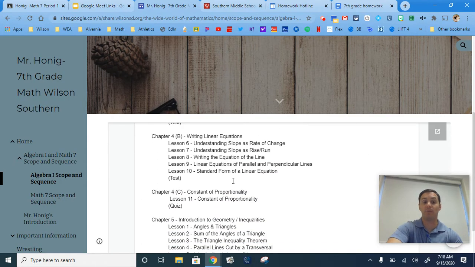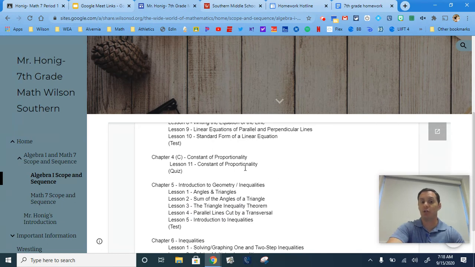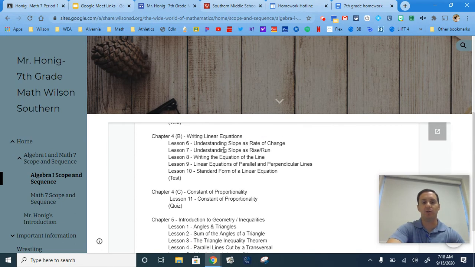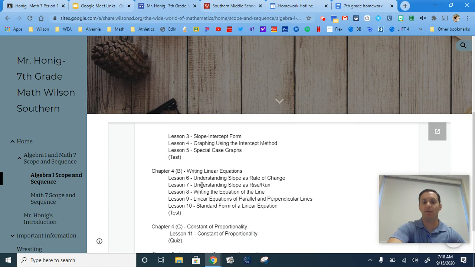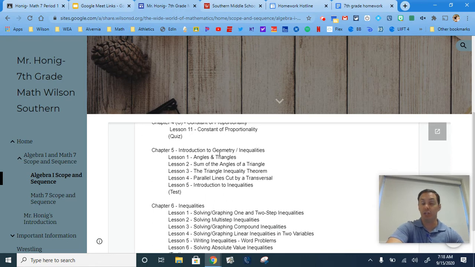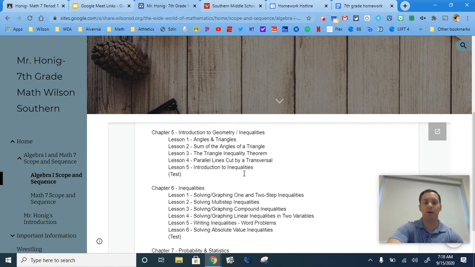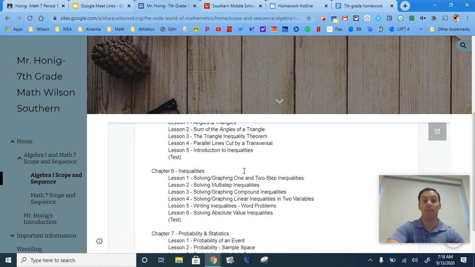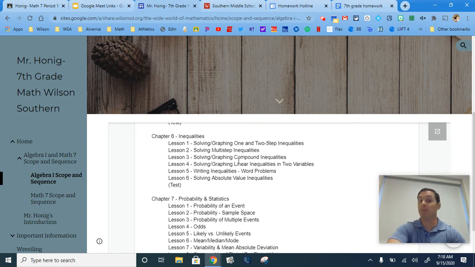That's graphing with slope-intercept form. Touch on constant and proportionality. This is a piece that's also in the 7th grade math curriculum, which if they can do everything in chapters 4A and 4B, constant and proportionality is actually very, very simple. We touch on geometry, get into compound inequalities, a little bit of an extension off the geometry of what they have in 7th grade math. Same thing with inequalities. We jump just a step further.